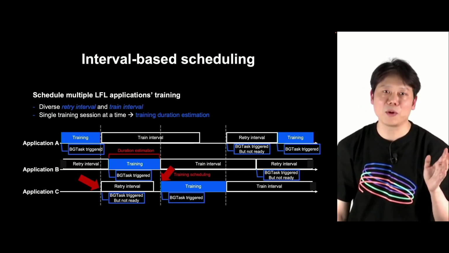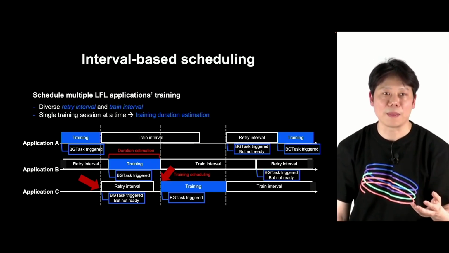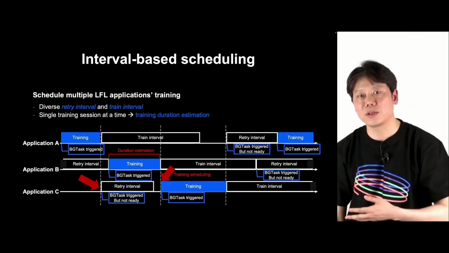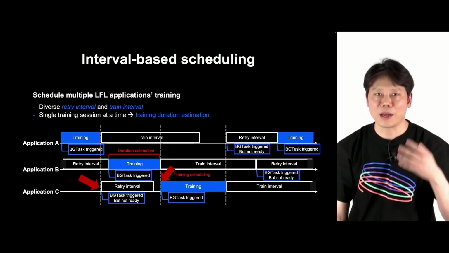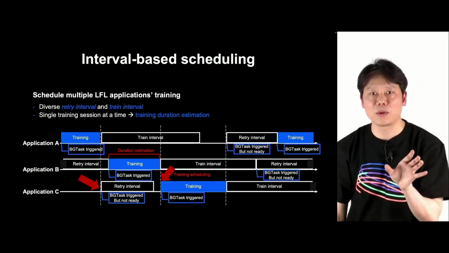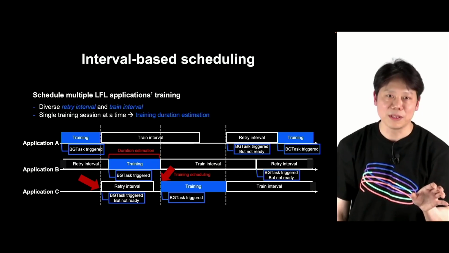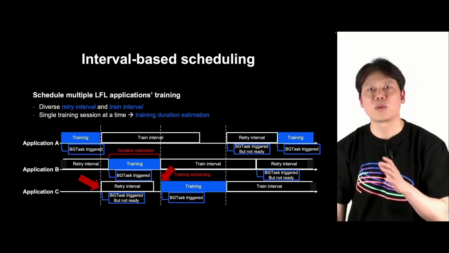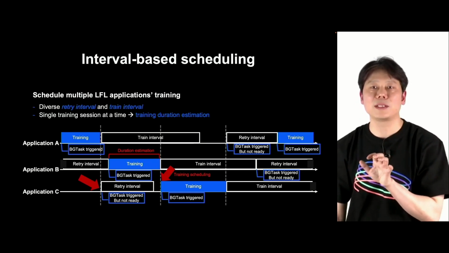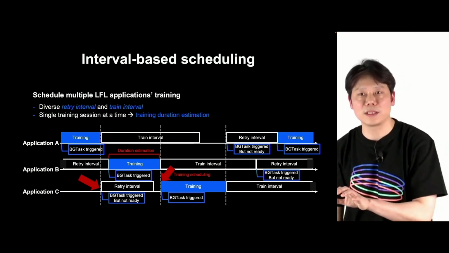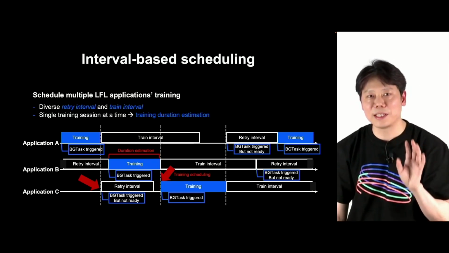So for example, let's look at this red arrow. Let's say that application C's learning attempt has failed. Then in order to schedule another learning, we have to see the situations of other applications. Application A will not have a lot of issues because the training interval is long enough, but application B will be able to start the learning after the retry interval. So we have to be able to predict when that learning can begin.